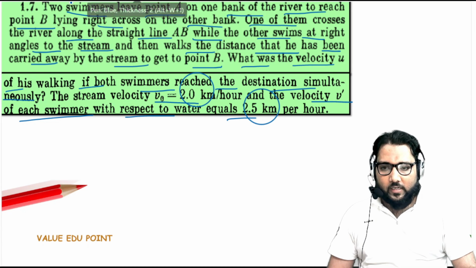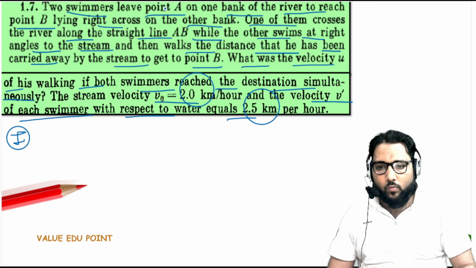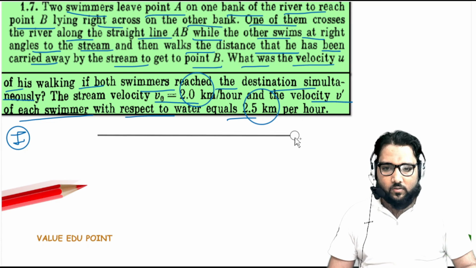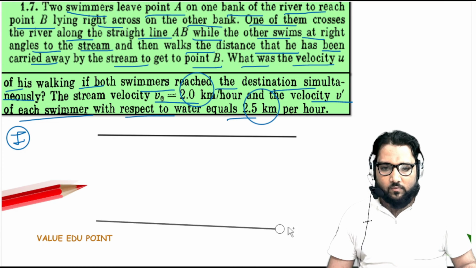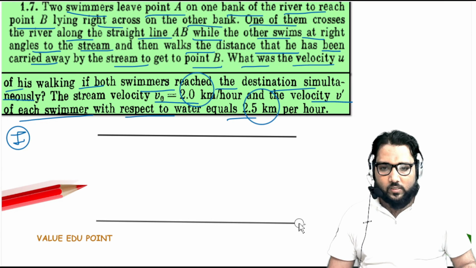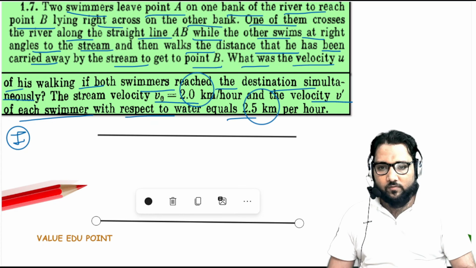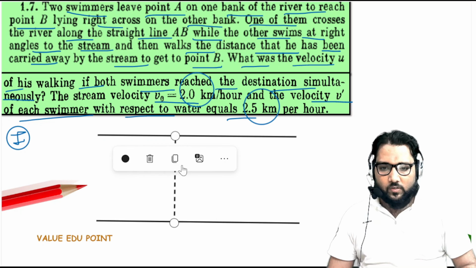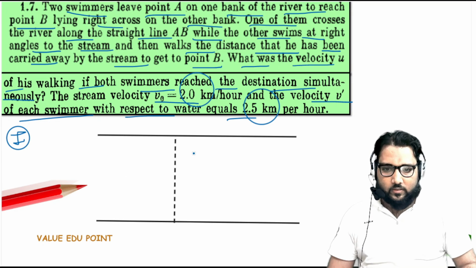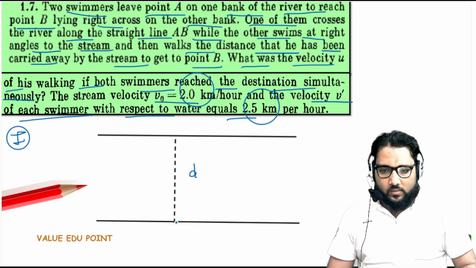So what is happening, guys? Look at this very carefully. In the first case, what is happening? Look at this, guys. This is the river. One guy starts from A and reaches B. This is the width of the river. This is the point A. This is the point B.